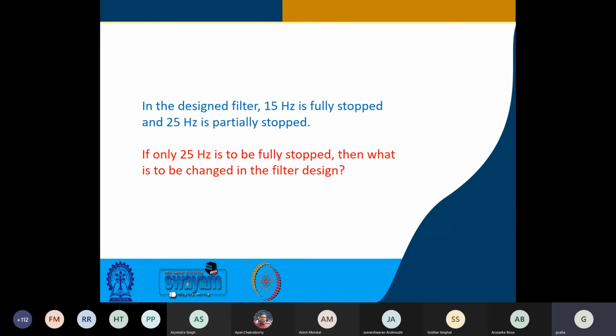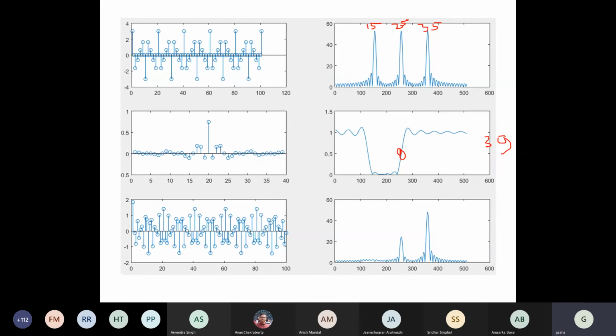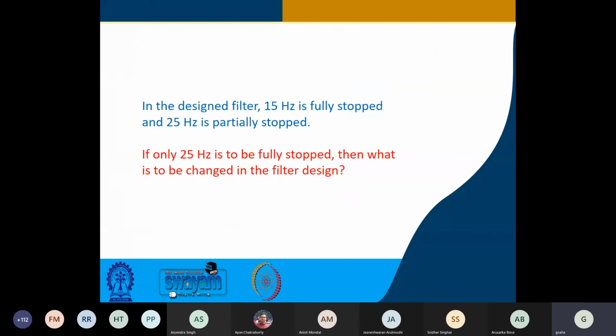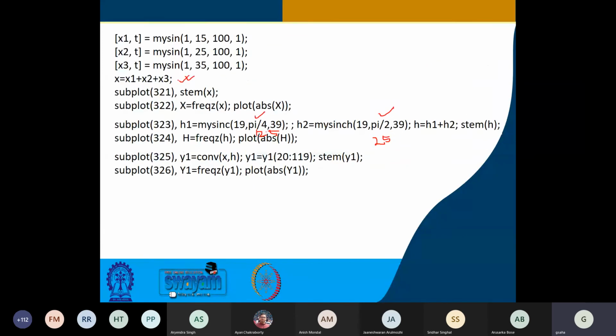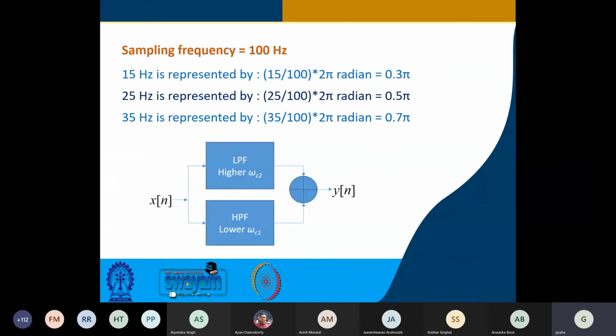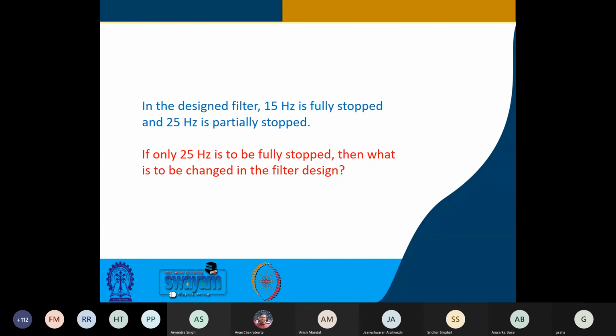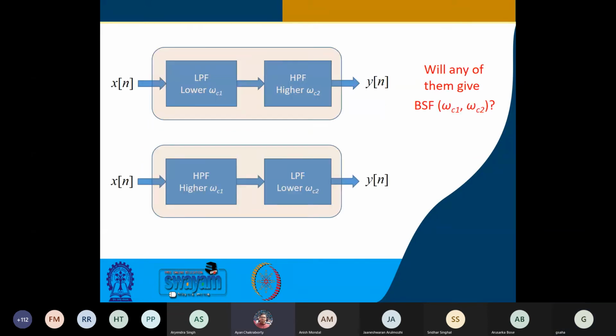Now the next question is here. 15 fully stopped, 25 partially stopped, 35 not stopped. If only 25 Hz is to be fully stopped, then in the filter design, this is your filter design here, a very simple filter design, what is to be changed? Sir, what will you change? Increase the cutoff frequency of the low pass filter.